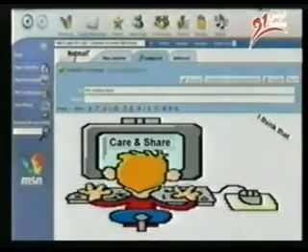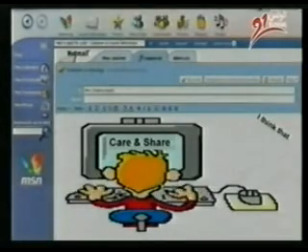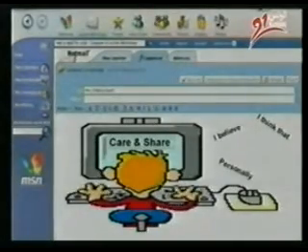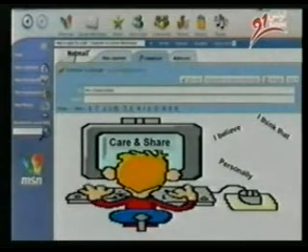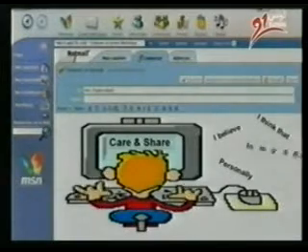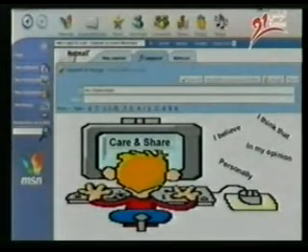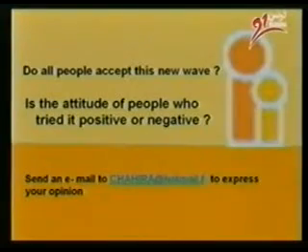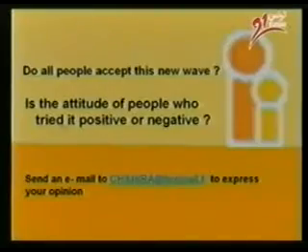You are going to express your opinion. You are going to start with "I think that," if you like, or "I believe," or just explain and justify your opinion and speak about your own experience, for example. Do all people accept this new wave? This new wave, which means cyber education, and is the attitude of people who tried it positive or negative?